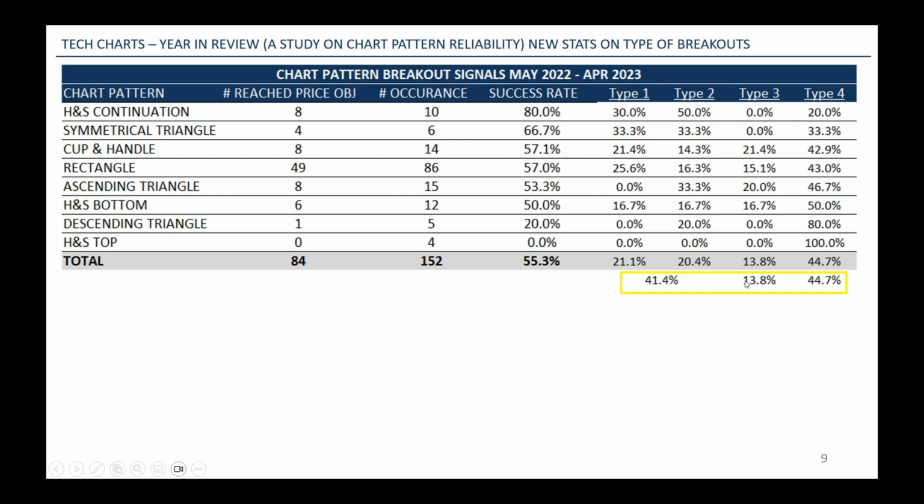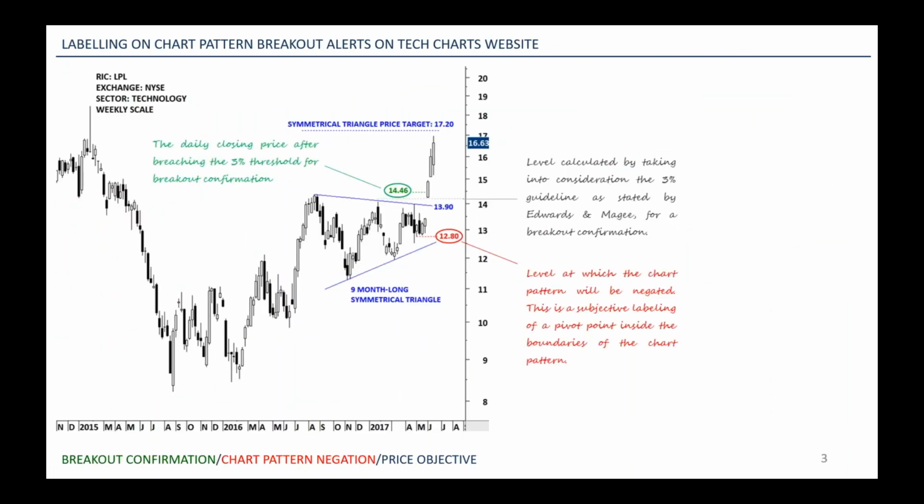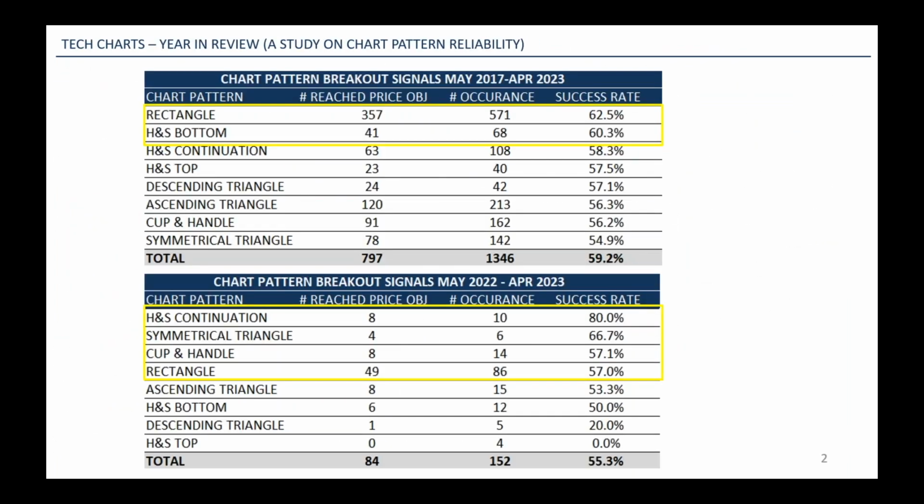Type 3 is with a hard retest, so 13.8%. So out of this 55.3%, if you're playing with tight stop losses, 41.4% of them is your universe, is your subset in terms of success rate. Now let's go back and quickly look at the statistics of this year.